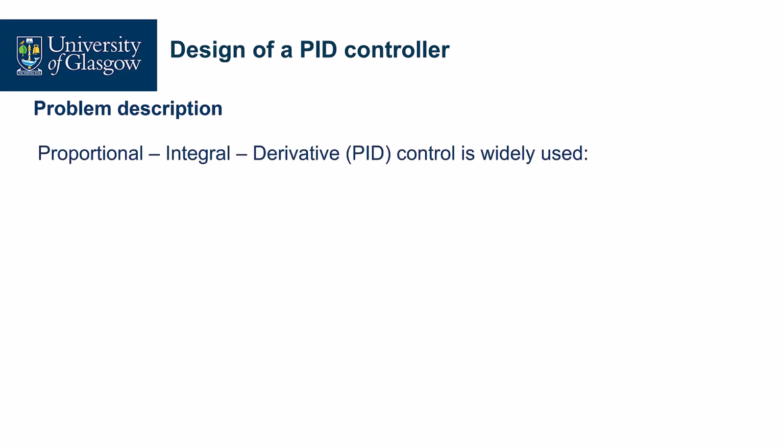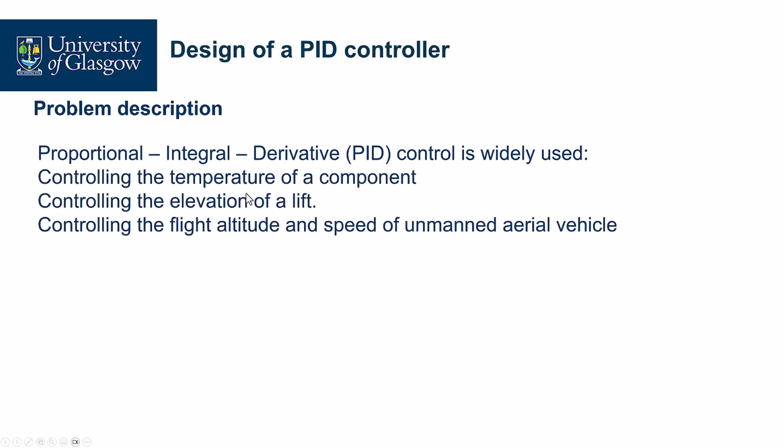First, what is a PID controller? The PID controller, we call it a proportional integral derivative controller, right? This kind of control method is widely used and has a long history. For example, in the real world, we can control the temperature of a component, or control the elevation of a lift, or control the flight altitude and speed of an unmanned aerial vehicle, right?